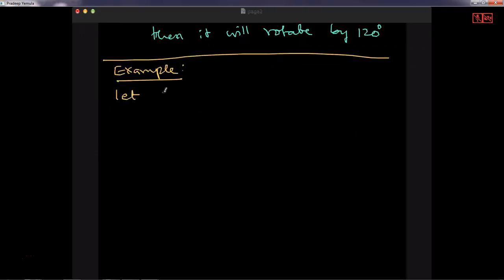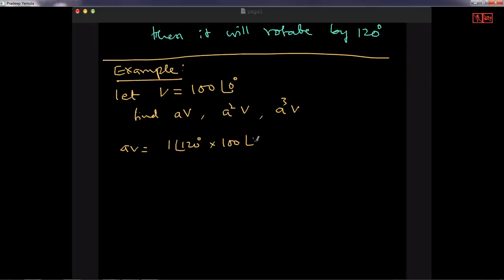Let V equal to 100 angle 0 degrees. Find AV, A square V, A cube V. So three things I want to find out. So what is AV? Nothing but 1 angle 120 degrees multiplied by 100 angle 0 degrees.